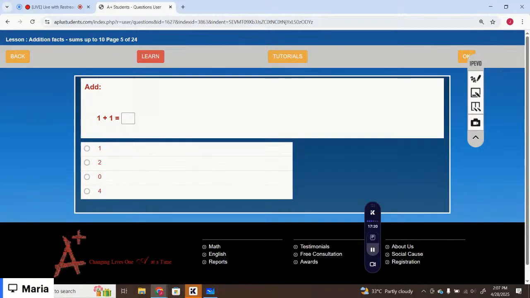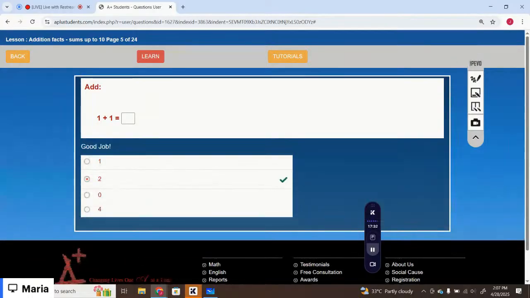One plus one equals 2. 1 plus 1 makes 2. Option number 2 is the correct option.